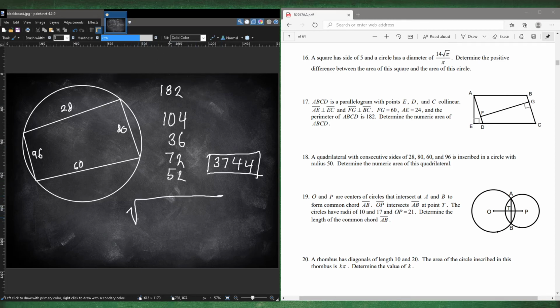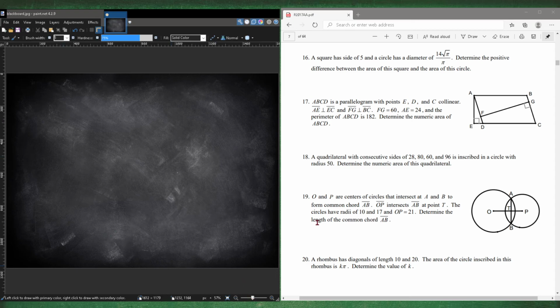The general formula is the square root of (S minus A)(S minus B)(S minus C)(S minus D), where A, B, C, D are the side lengths of the quadrilateral, and S is equal to A plus B plus C plus D over 2, which is basically what we did. We add them together, divide by 2 to get this number, and then subtract each side length from S, which is 132. Then we multiplied them together and took the square root, which is how we got our 3,744. And that's basically it. But this only works for quadrilaterals inside a circle. So don't use this for every single quadrilateral. That's our answer for number 18.